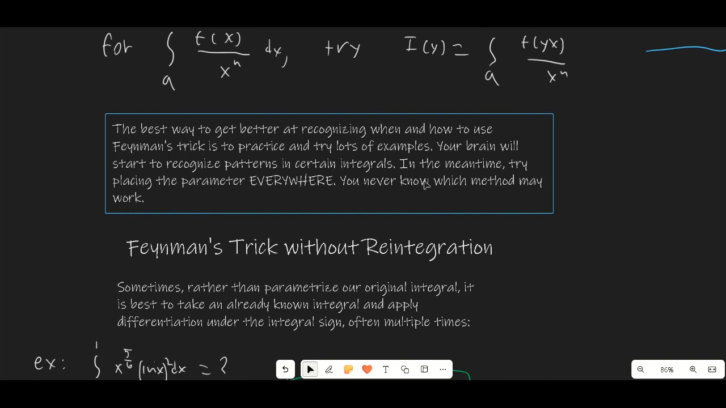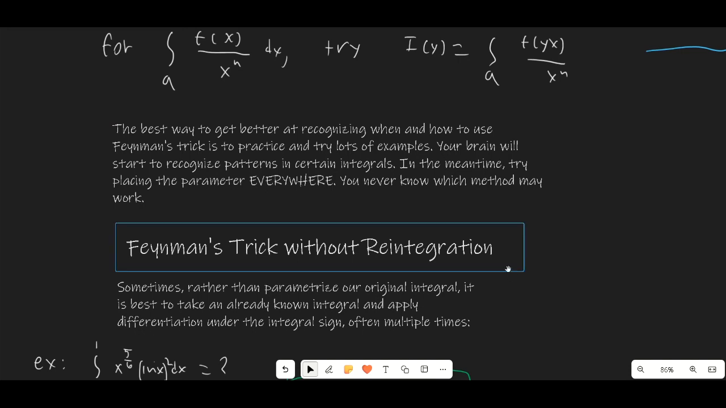So in the meantime, when you're still trying to train your brain to do this, you want to try as many examples as you can, and you want to try placing the parameter everywhere, in all sorts of different places. You could try raising some function to the power of a parameter. You could try putting it next to x and then differentiating and getting that x out. You want to try everything. I mean, not necessarily everything, but you want to try as many different situations as you can because you never know which one is going to actually work.